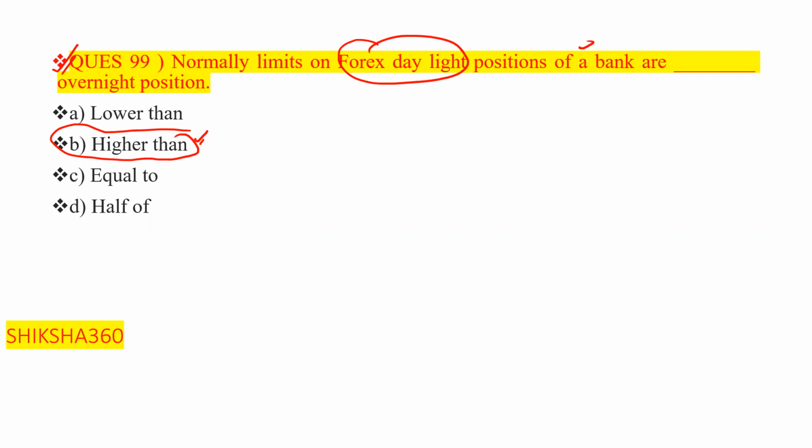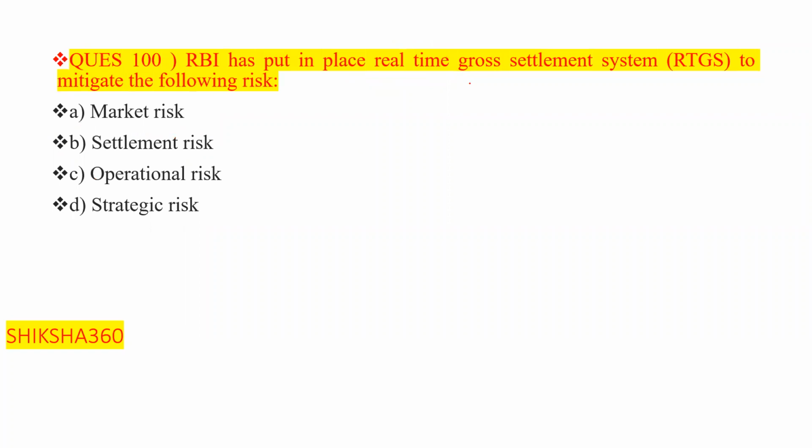Now move to the next question, question number 100. RBI has put in place a real-time gross settlement system, RTGS, to mitigate the following risk. Which of the following risks are they mentioning here?